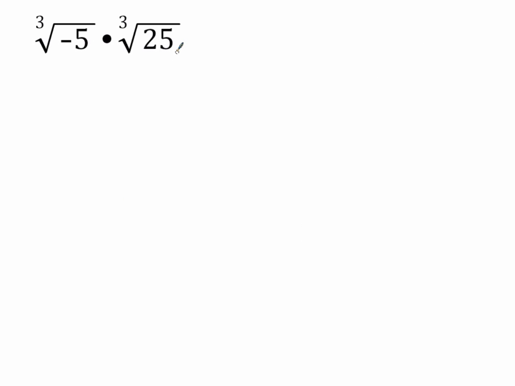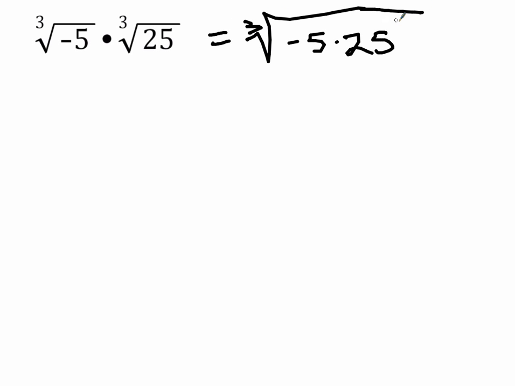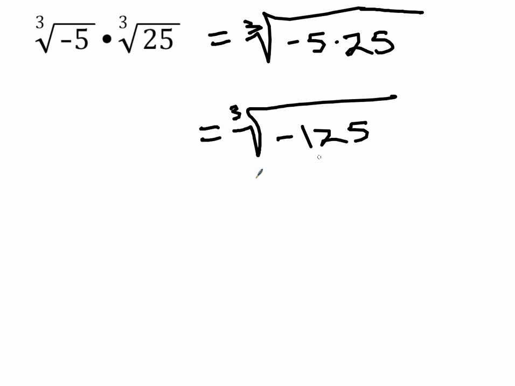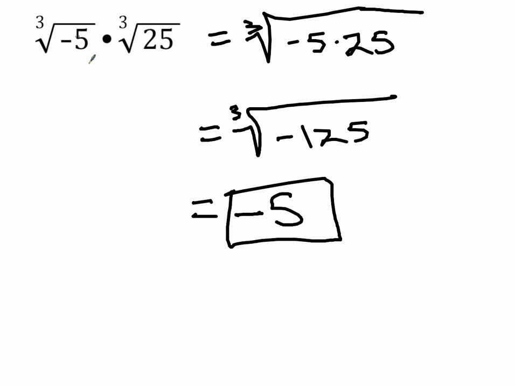Let's do one more example of that with a cube root. Here the index is the same again, so we can combine these two expressions under one radical and multiply what was inside the two individuals. So now we have the cube root of negative 5 times 25, which is negative 125, and the cube root of negative 125 is negative 5. So if we multiply and simplify here, we end up with negative 5.